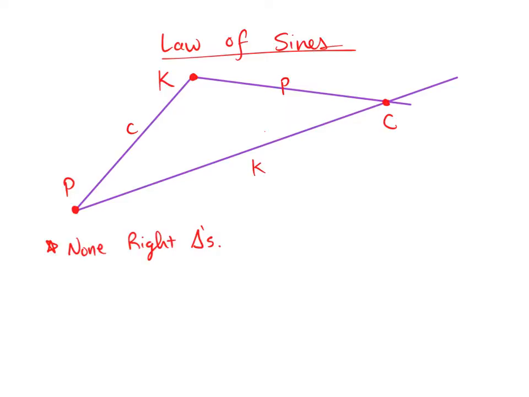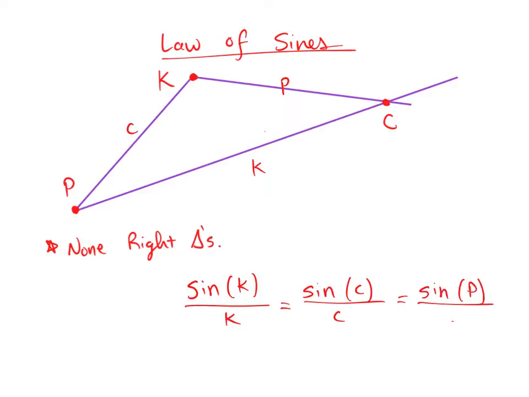The law of sines says this. If you take the sine of the angle and divide it by its leg, it is equal to the sine of another angle divided by its corresponding opposite leg, and that is equal to the sine of the third angle divided by its little leg. At first you're going to say, I don't get it, and that's fine. We will clean this up. But that is the law of sines.